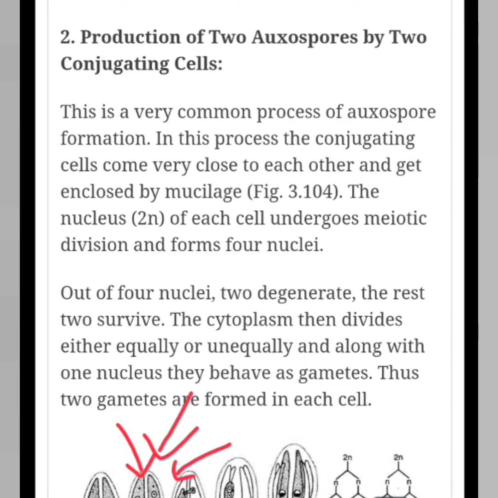Since two nuclei survive, the cytoplasm will divide either equally or unequally. In this figure B, you can see that the cytoplasm divides equally, but sometimes it can divide unequally also, and along with one nucleus they behave as gametes. Since the cytoplasm also divides, as you can see clearly in figure B, one nucleus will go in one cell and the other nucleus will go to the other cell, and both of these now behave as gametes. So two gametes are formed in each cell.